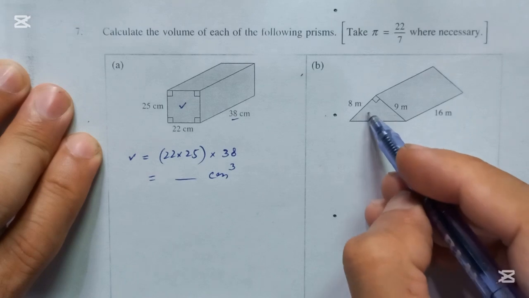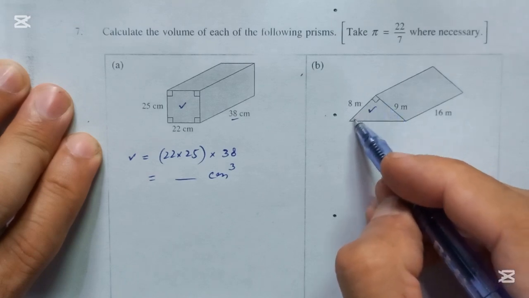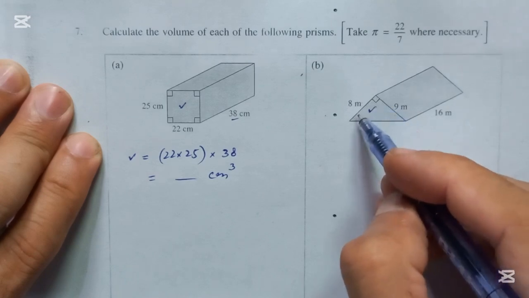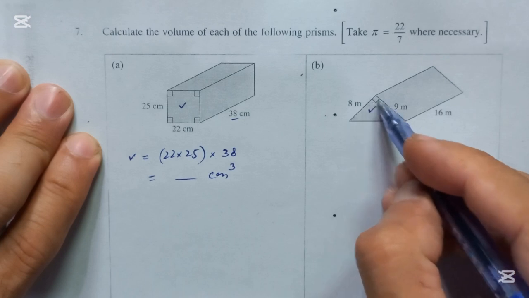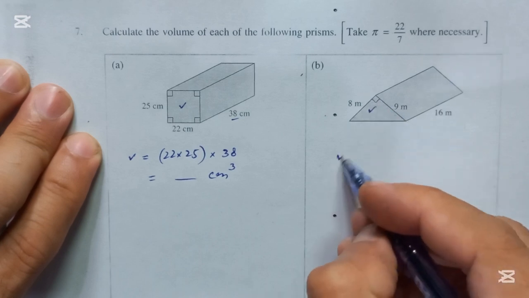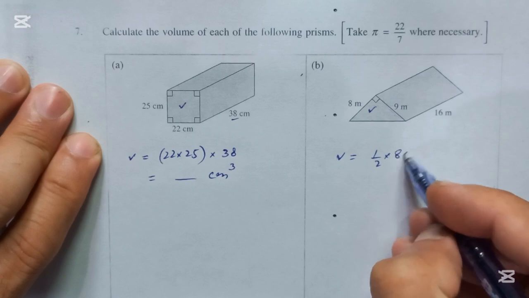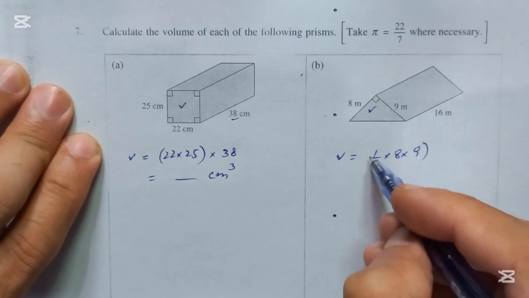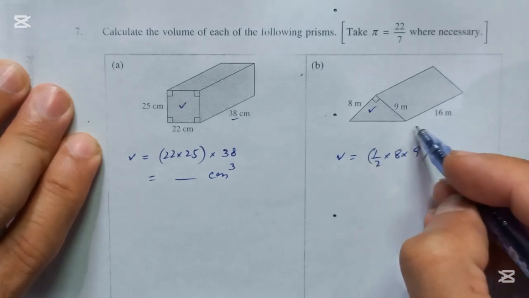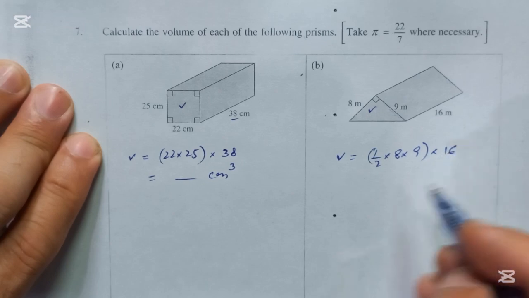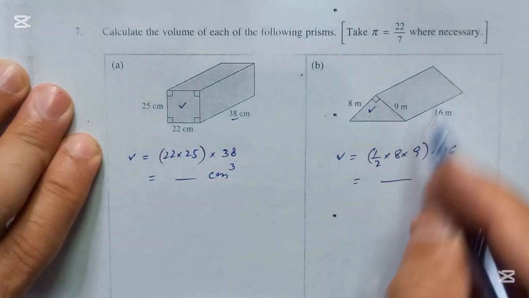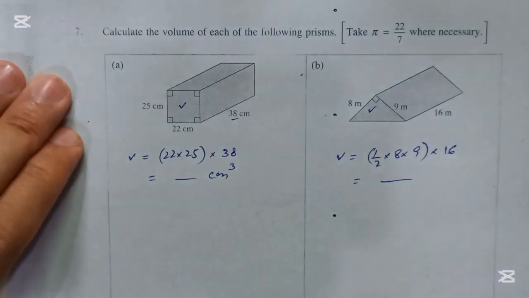In this figure, this is the cross sectional area. So first you will find the area of the triangle. Base is 8, height is 9, so 1 by 2 into base into height. So this is the area of the cross section. Multiply it with 16, you will get the answer of the volume of the prism.